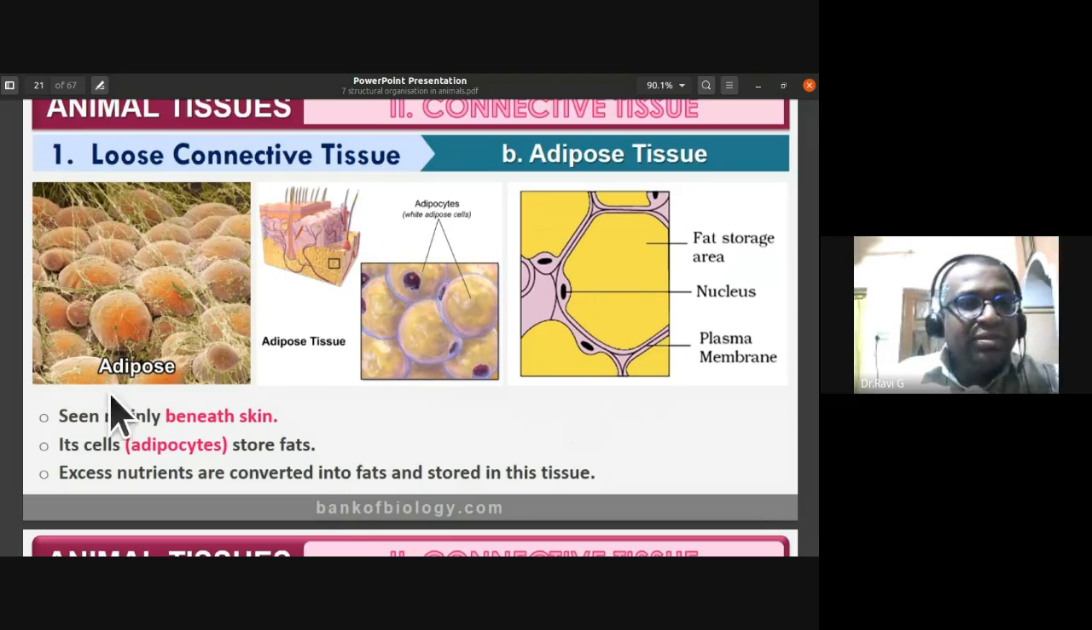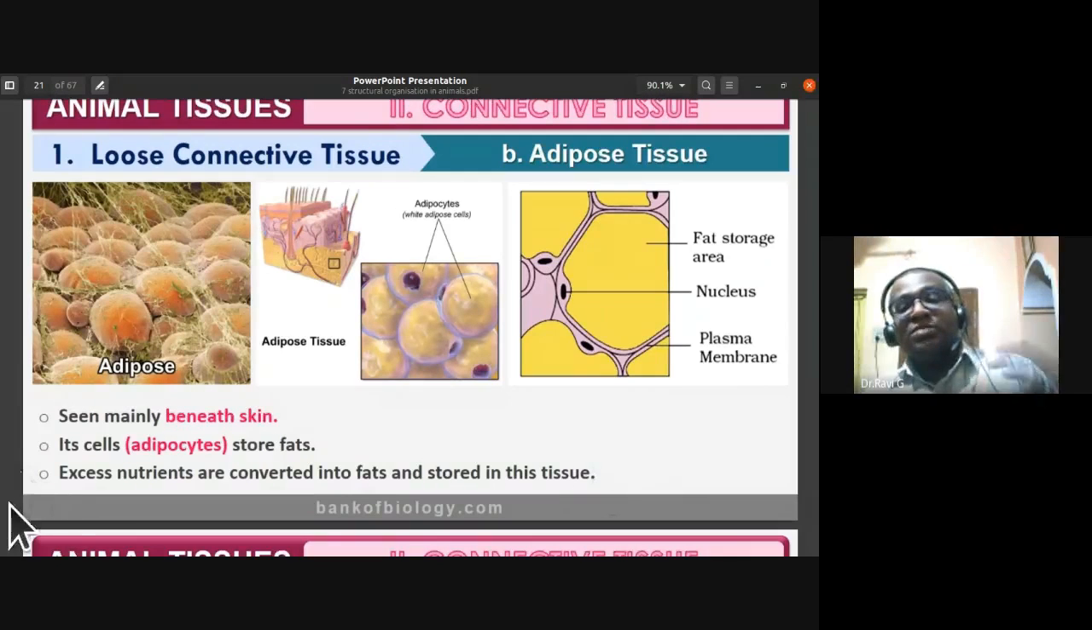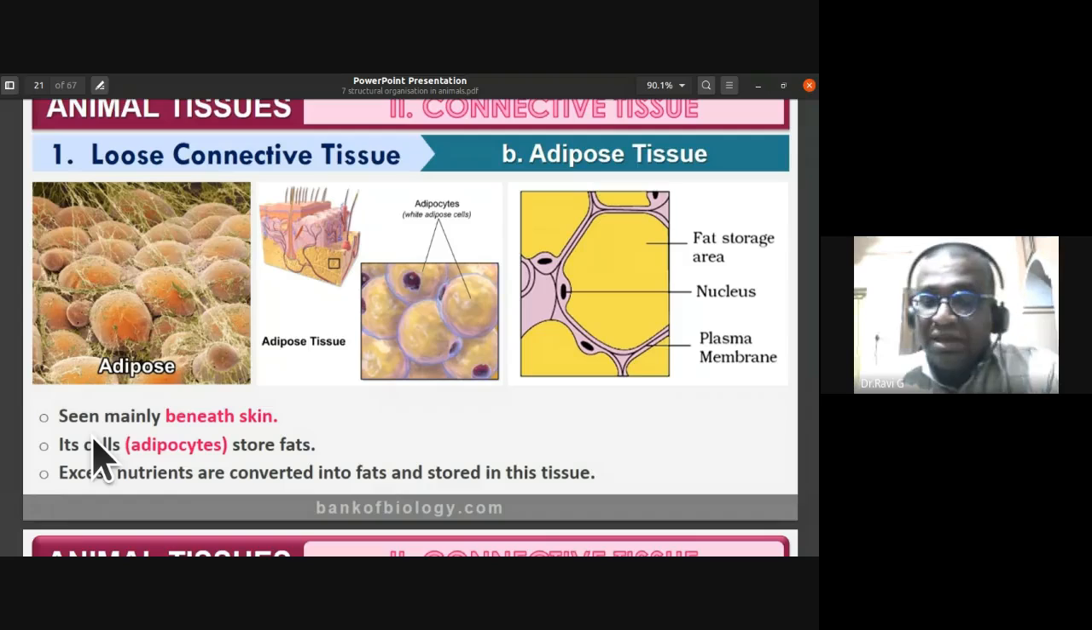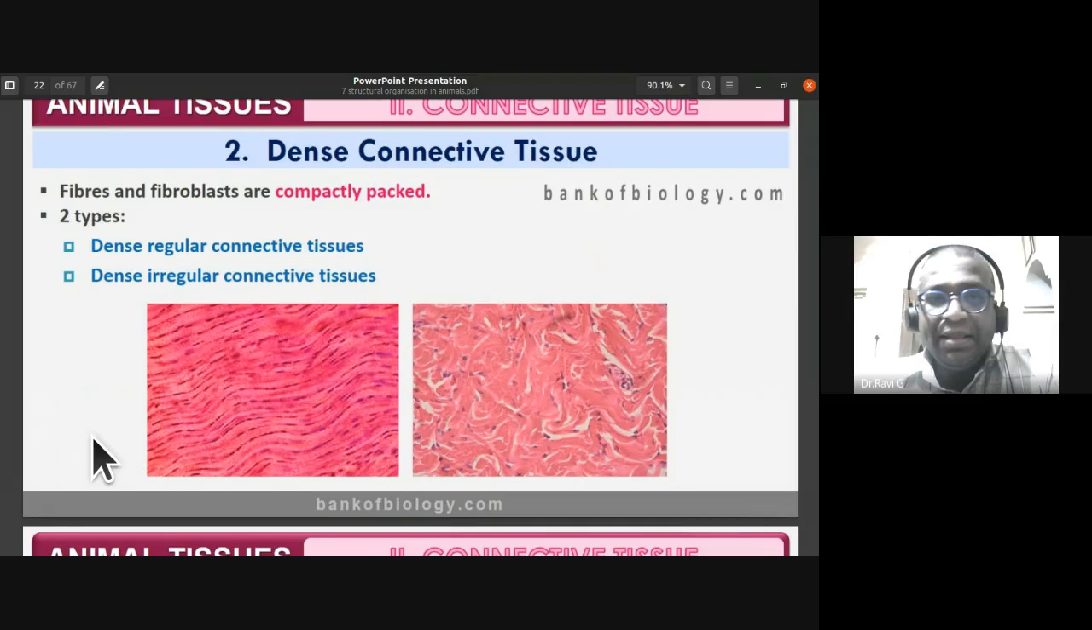Okay, so they are seen mainly beneath the skin. The adipose tissue, which is also loose connective tissue, is seen below the skin. It consists of adipocytes which store fats. So if we consume more than what is required, the excess nutrients are converted into fats and stored in this adipose tissue, which is beneath the skin. So remember about this adipose tissue, which is also loose connective tissue. It's a modified areolar tissue also.